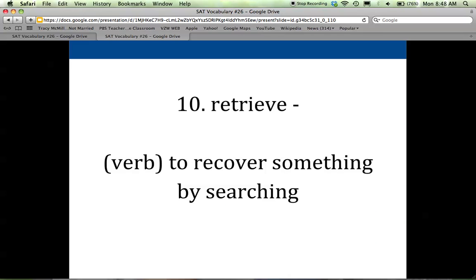10 is retrieve, and RE is a root. It means again. So it is to get again. To retrieve is a verb, and it means to recover something, usually something you had at one point, but you recover something by searching for it. So if you are in the car, you're about to leave in the morning, and then you think, oh my gosh, I forgot my glasses, or oh my gosh, I forgot my binder. You're going to go into your house and retrieve it. You're going to grab it again.